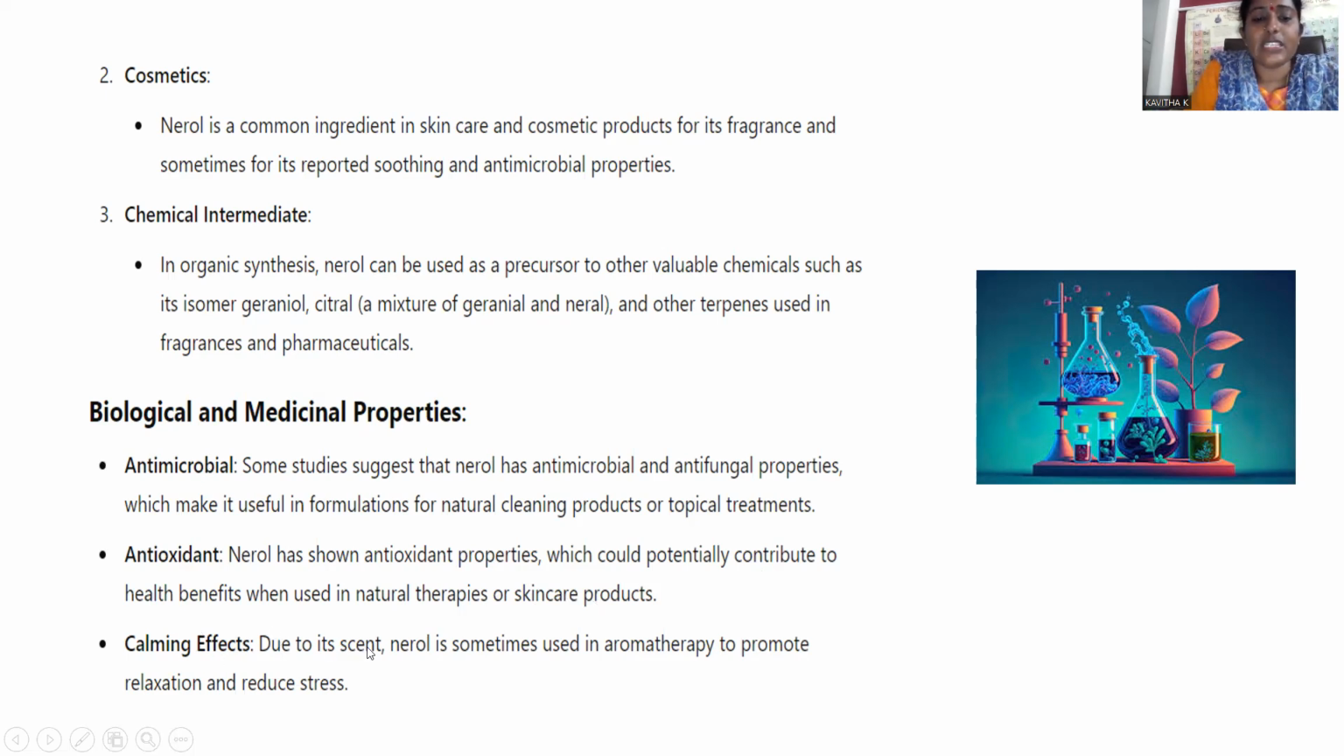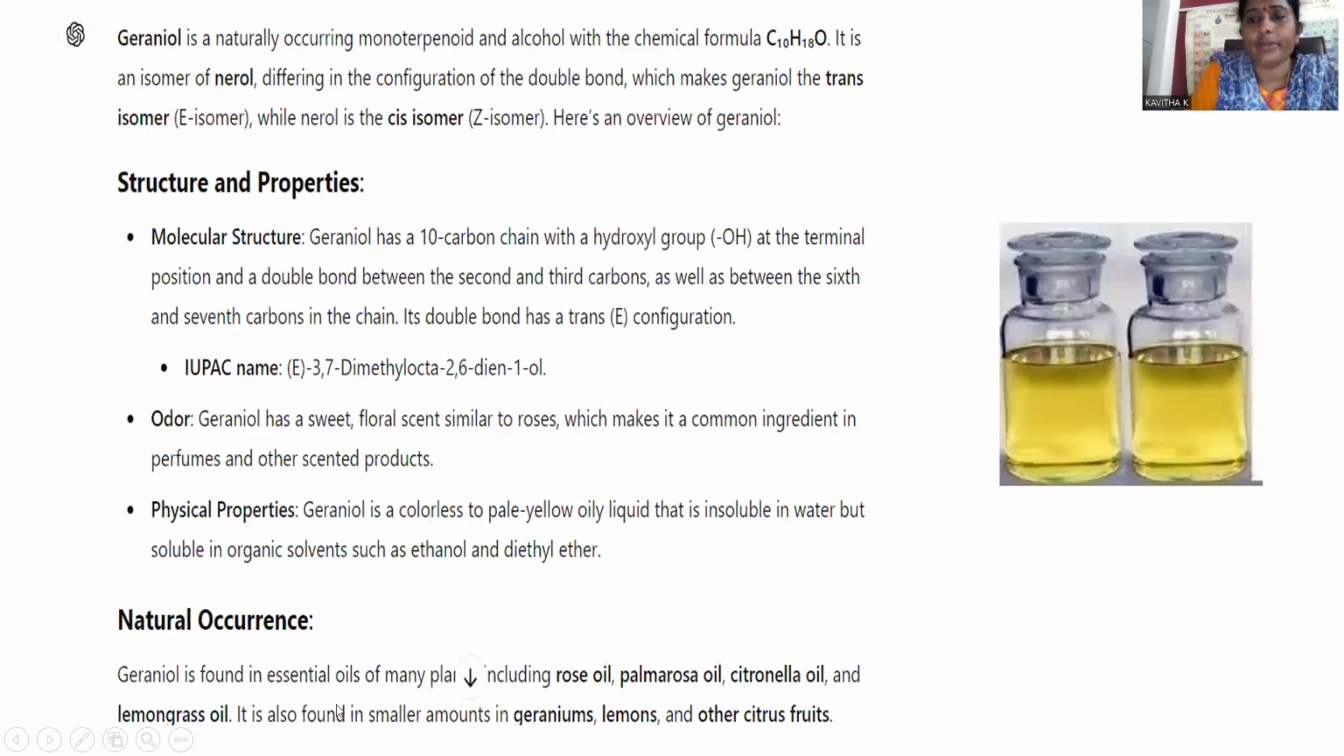Calming effect. Due to its scent, nerol is sometimes used in aromatherapy, and it will be a relaxation and stress-relieving agent, right? Another compound is called geraniol. Geraniol is the isomer of nerol. Its chemical composition is C10H18O, differing in the configuration of the double bond, which makes geraniol the trans isomer, the E isomer. Nerol is the cis isomer. Both are isomeric in nature, right?